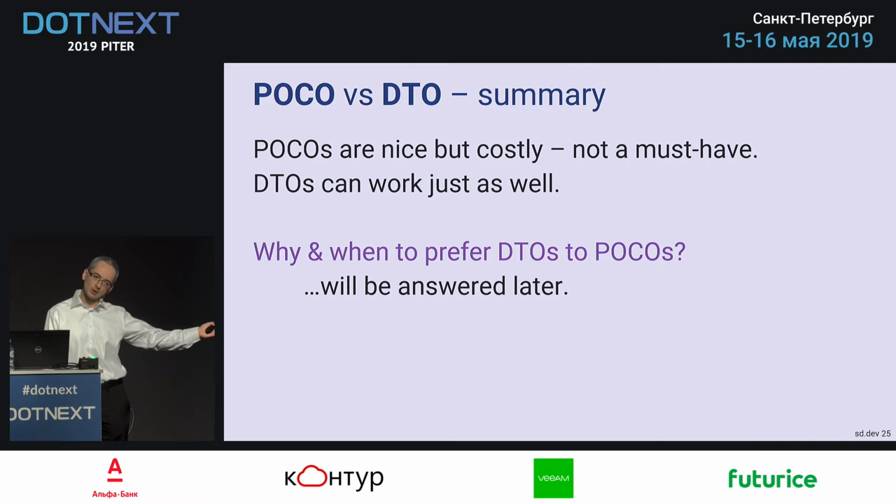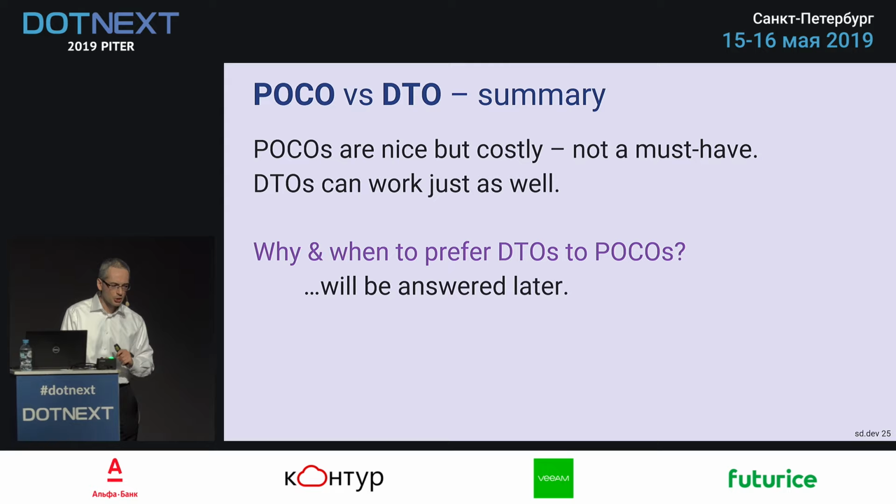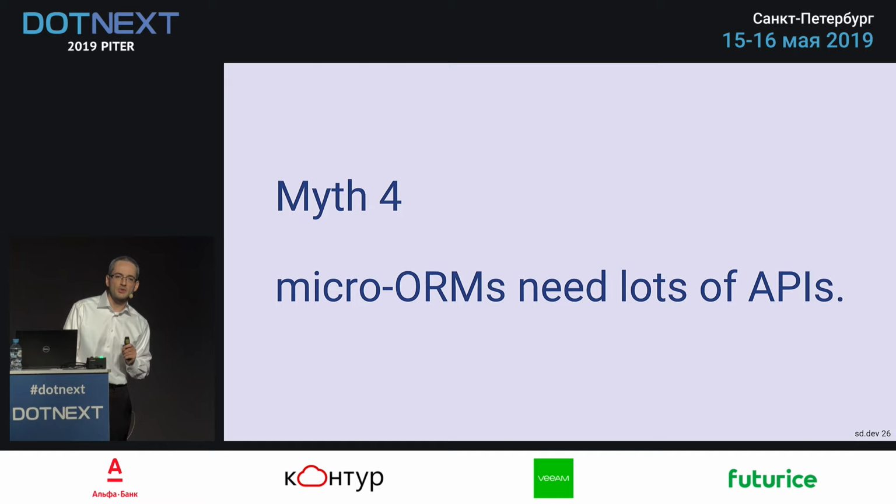We've just seen a code sample where I can get the exact same data out as I could with the POCO. So the next question might be, when and why should you prefer POCOs to DTOs? Keep that question in mind. We'll answer it later. The next myth, myth number four, is that micro-ORMs need a lot of APIs.